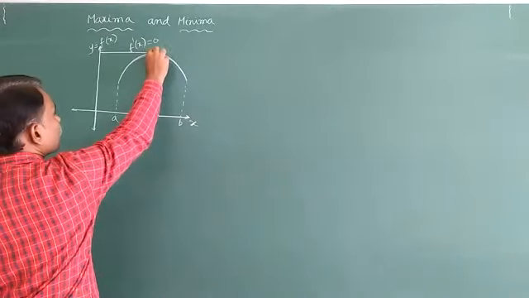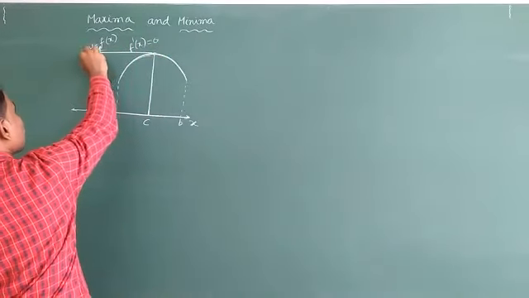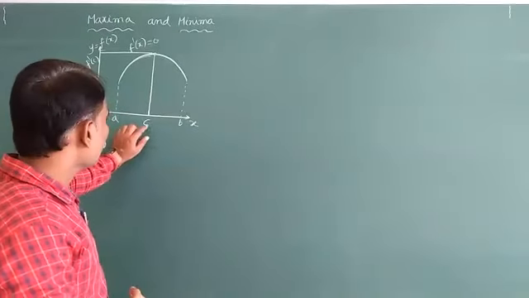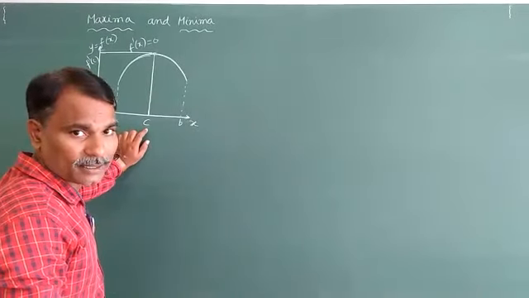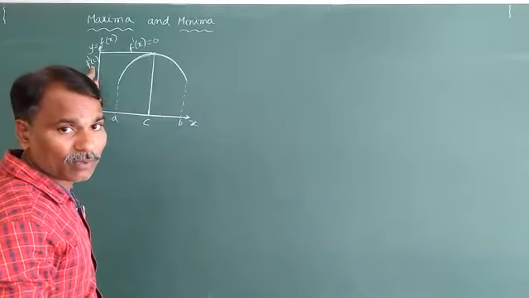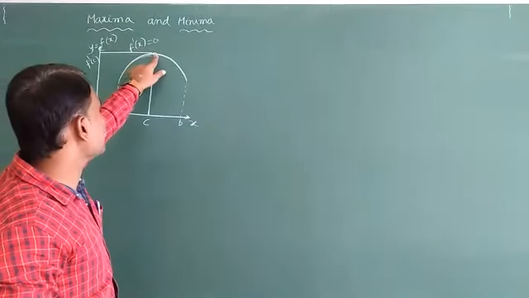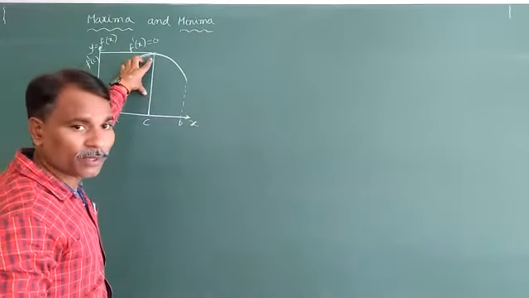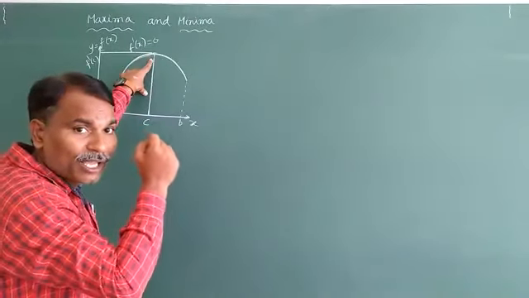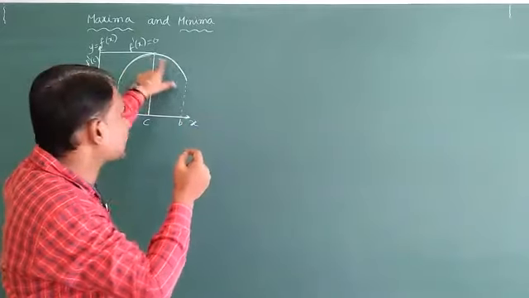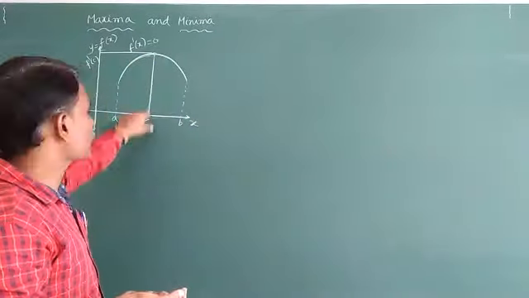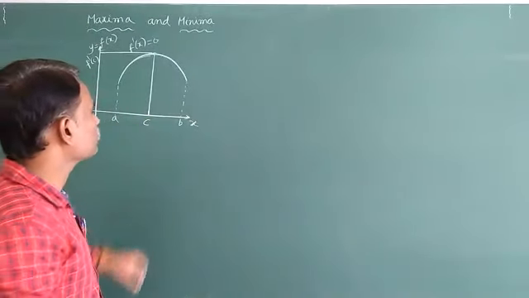What you get here is f dash of c equal to 0. That means this is the maximum point, and this is the maximum value you get for this function. If you want to get the maximum, where do you get the peak point of that curve? That particular place is denoted by some letter c. So this is called the maximum point.